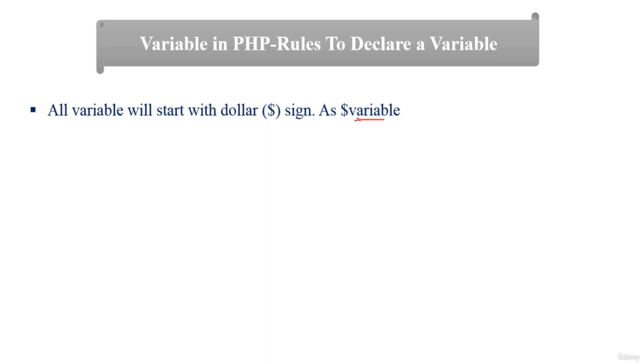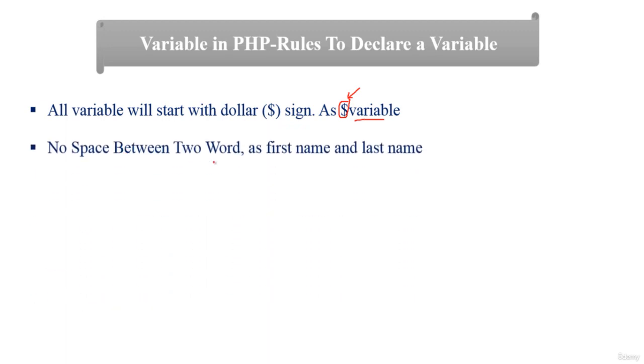For example, a variable will start with a dollar sign. This is necessary. If you want to make any variable, you have to put a dollar sign and then the variable name. No space between two words, such as first name and last name. For example, if your variable is last name, you can see that this has a space. Space is not allowed in variable declaration. You have to use an underscore or a camel case to fix this space.